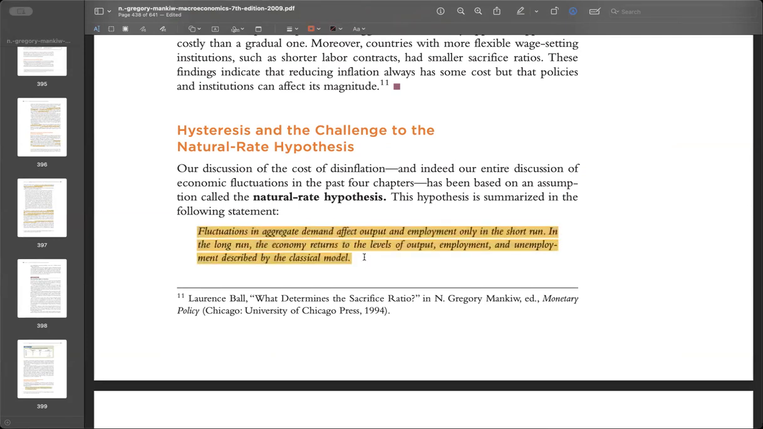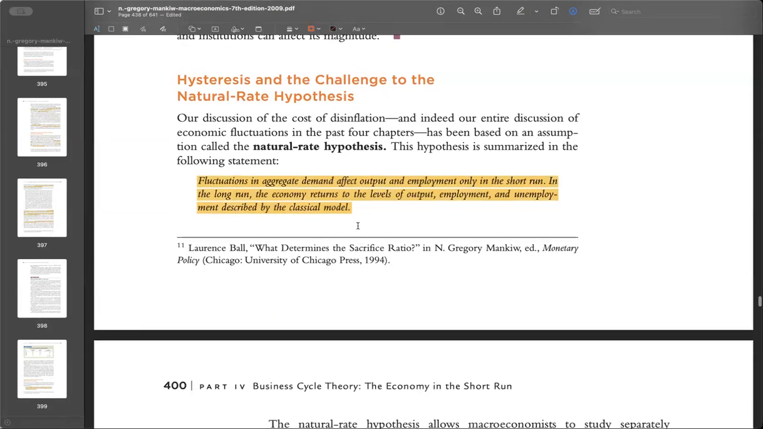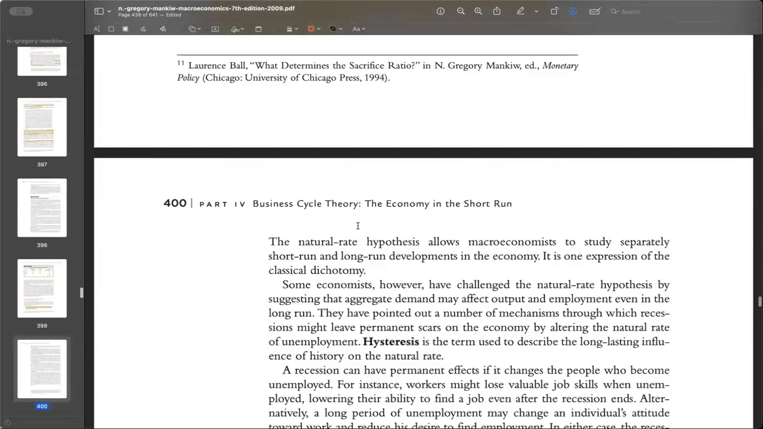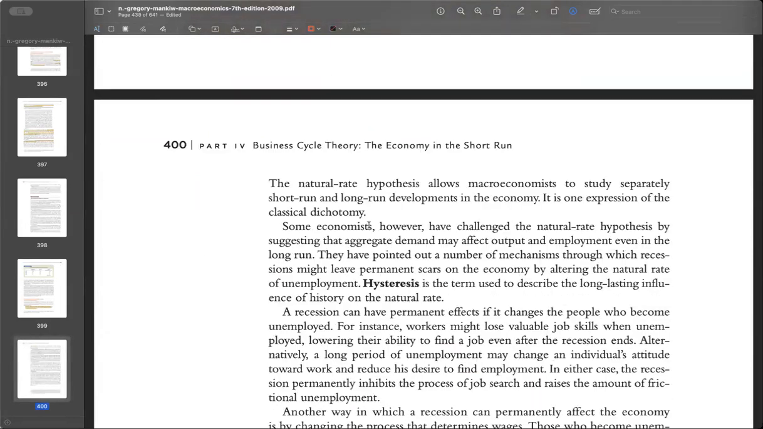Fluctuations in aggregate demand affect output and employment only in the short run. In the long run, Y bar is still there and you return to Y bar, U bar is still there and you return to U bar. And it's described by these fundamental factors. However, hysteresis says that there may be a long-running influence of history on the natural rate.